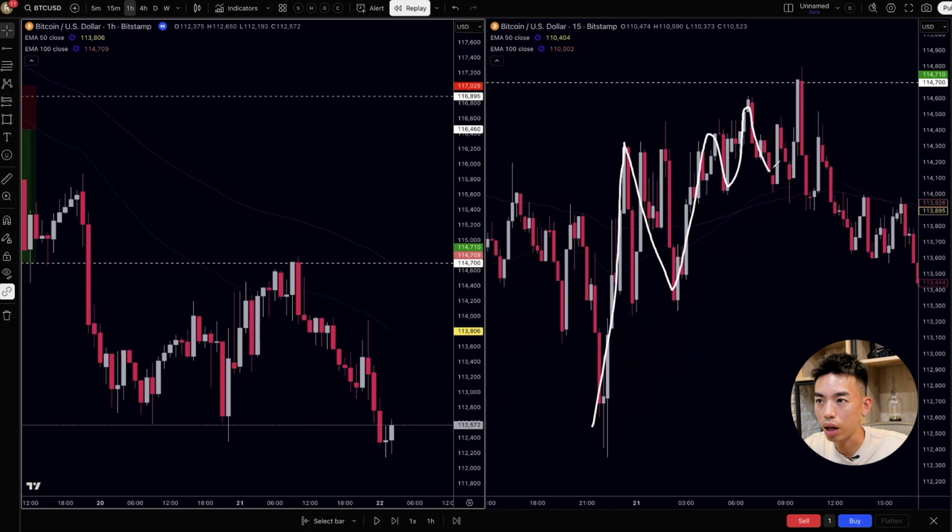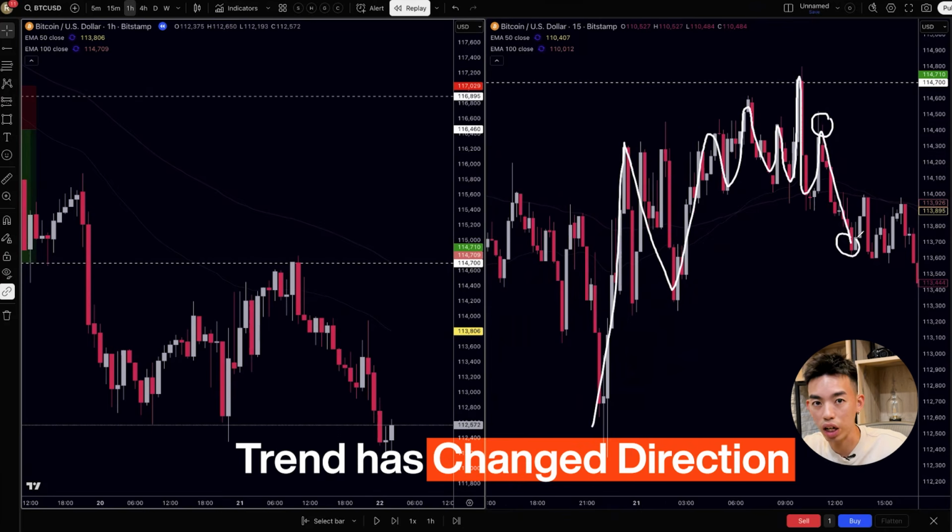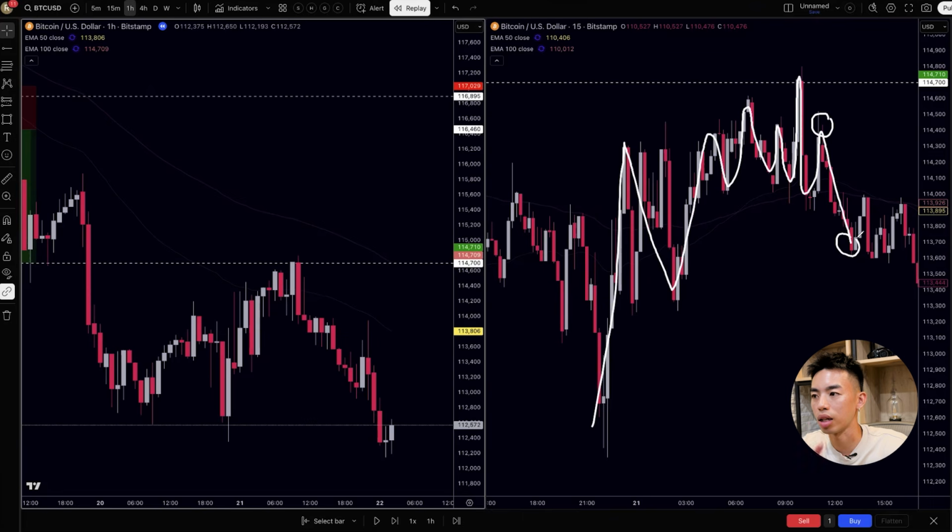Sort of try to make higher highs, fail a couple of times, and then for the first time ever right here, okay, we made a lower high and a lower low. This right here is telling you the trend has changed direction. Lower time frame is the first signal that tells you the higher time frame is getting ready to go.